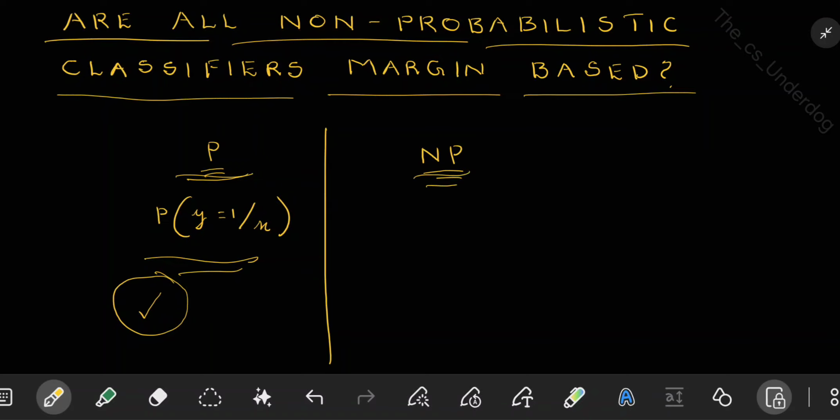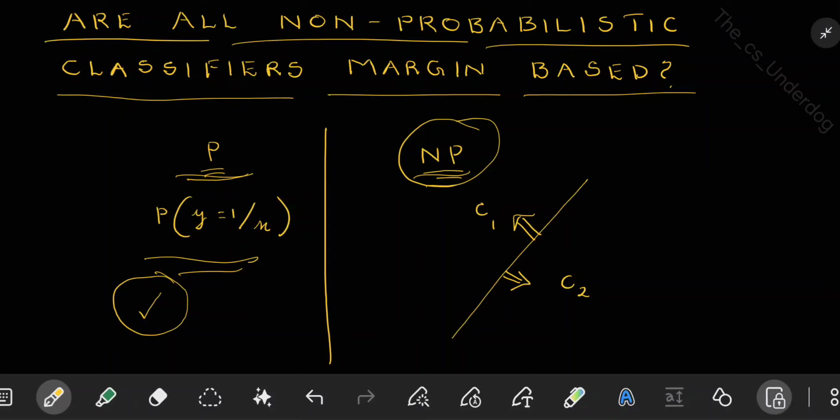Coming to a non-probabilistic classifier, let us say you have two classes C1 and C2. Then maybe you will find a decision boundary or margin, and then you can say that on one side of the margin it is class 1 and on the other side of the margin it is class 2. This is a non-probabilistic classifier.